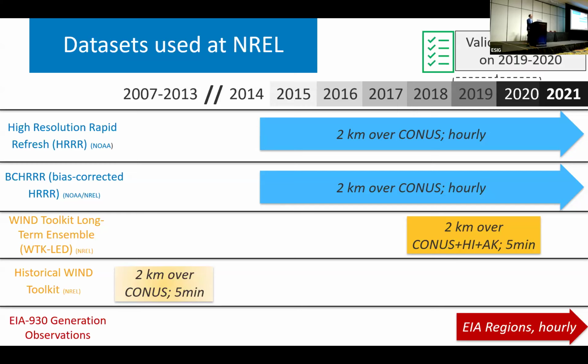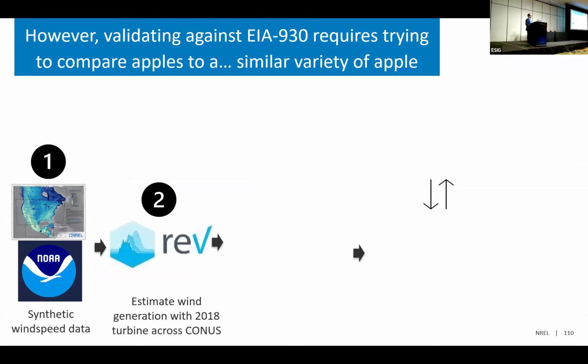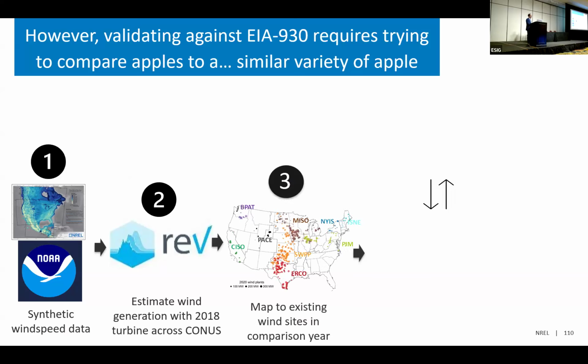So we'll talk briefly here about a validation effort our team has undertaken for 2019 to 2020, right? We start with that synthetic wind speed data from the HRRR and also from the Wind Toolkit LED. The data science team has their reV tool that allows us to translate into wind generation. You can go from the wind generation to map to the existing wind sites in the country, which we have as part of our tooling, right? Because we can only compare to where we have historical observational data that's going to be included in EIA 930.